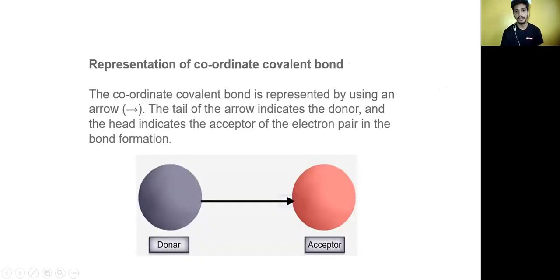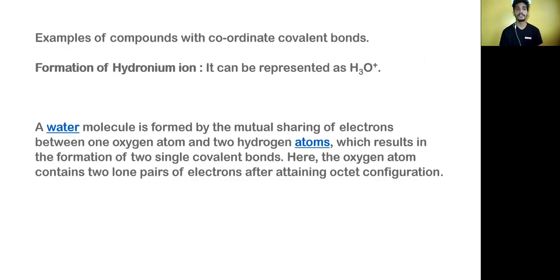In the coordinate arrow, the tail indicates the donor and the head indicates the acceptor of the electron pair in the bond formation. This bond formation works here. That is one donor, one acceptor. So the donor, with the electron pair, goes to the acceptor. These are coordinate compound bonds.